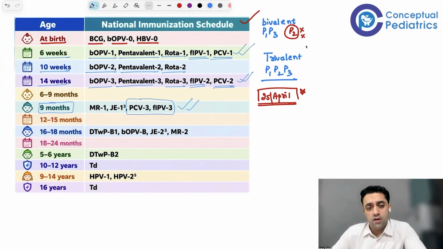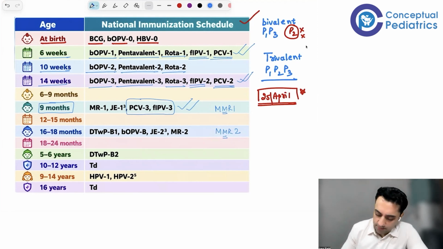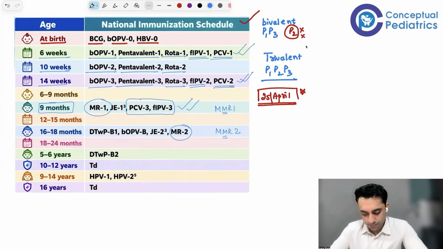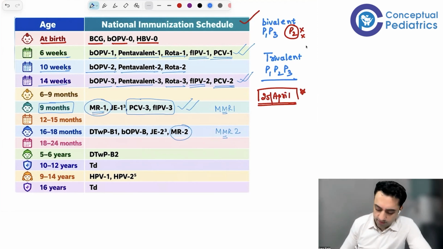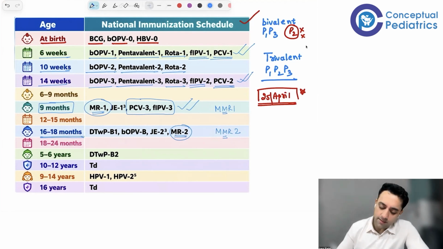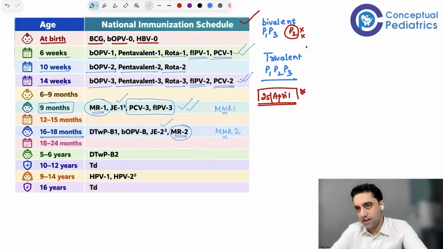Also, very importantly, we all know before we used to give MMR 1 and MMR 2, measles, mumps, rubella. Now, mumps cases have reduced in India. But now, as the national guideline says, we are giving MR 1 and MR 2, measles rubella 1 and measles rubella 2. MR 1 is given at 9 months of life, and around 1.5 years, 16 to 18 months, MR 2 is given. And there comes, very simple, JE 1, Japanese encephalitis 1 and Japanese encephalitis 2.